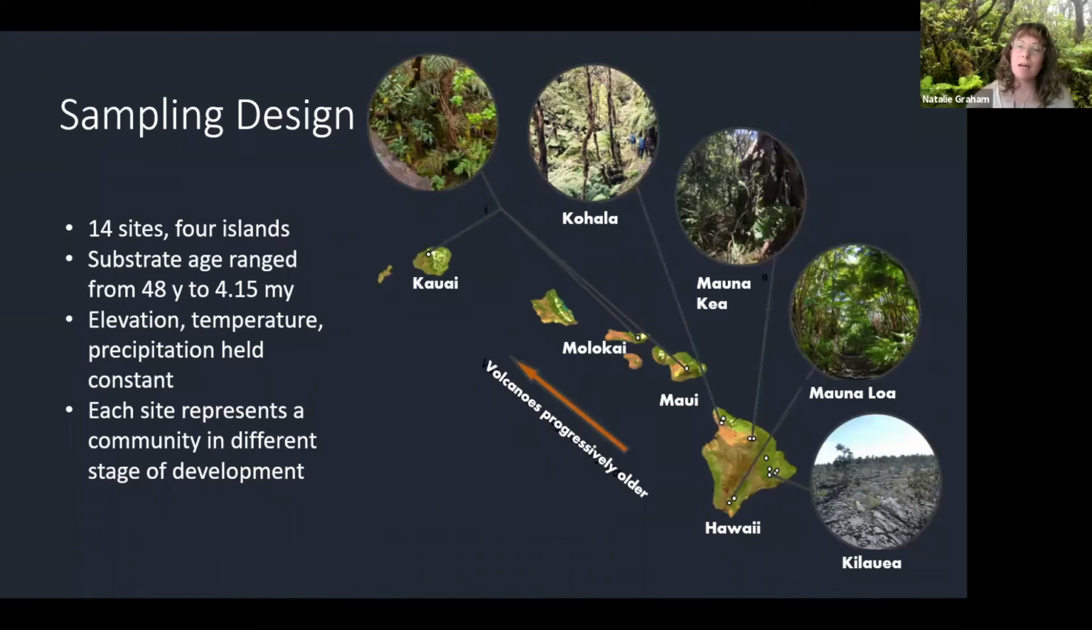So here what we did was we leveraged the power of high throughput sequencing, this DNA metabarcoding method, to examine the role of extended time and space in dictating community assembly patterns. So we sampled at 14 different sites on 4 different islands. We sampled a substrate age that ranges from 48 years up to 4 million years. And we tried to hold elevation, temperature, and precipitation constant as much as possible. This is because we were really interested in just looking at the effect of time. So importantly, what this means is that each community represents a different stage of development.